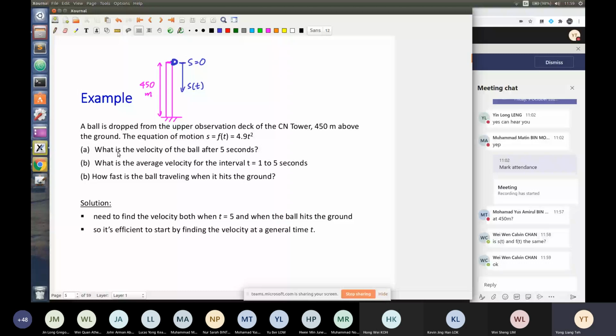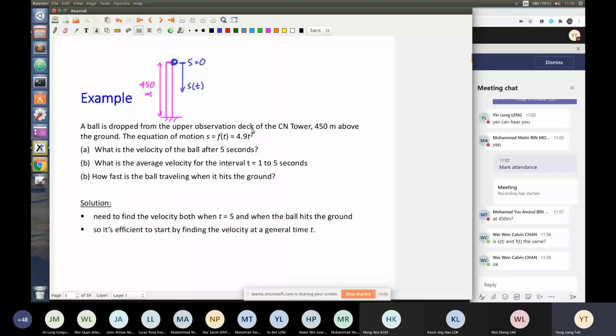After 5 seconds, the ball will have dropped and accelerated. By the way, this 4.9 is actually g divided by 2. g is 9.81, so it's about 9.8, and if you divide by 2, you get 4.9. We can actually derive this from Newton's second law, F equals ma, but we're not going into that.